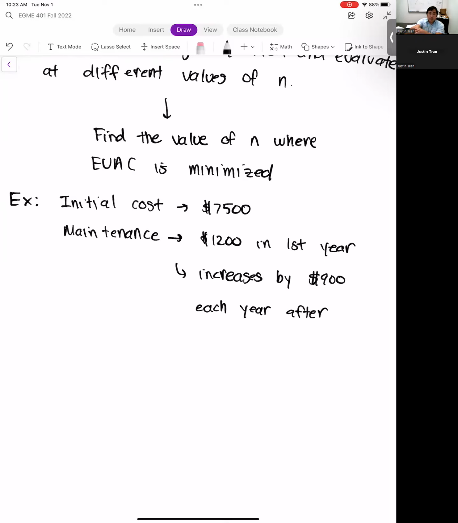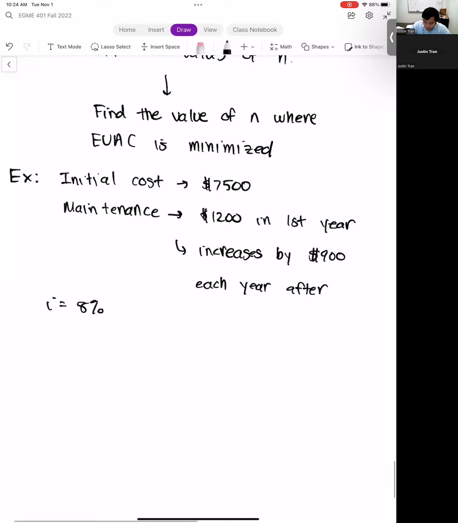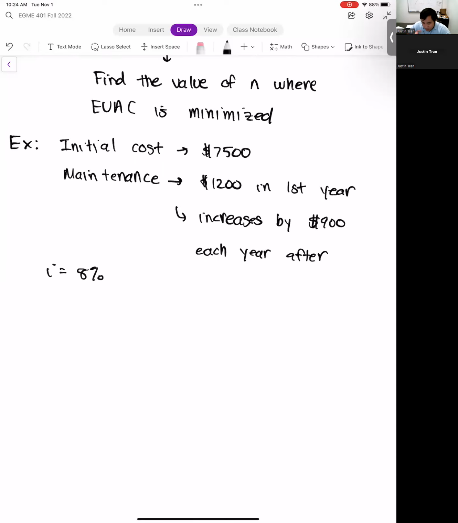All right. Using this information and an interest rate of 8%, we want to compute the economic life and the yearly cost of owning this machine. We have 3 cash flows in this problem: the initial cost, the uniform maintenance cost, and the amount that's going to increase. Let's convert all of them to a uniform series and put them into a single equation.